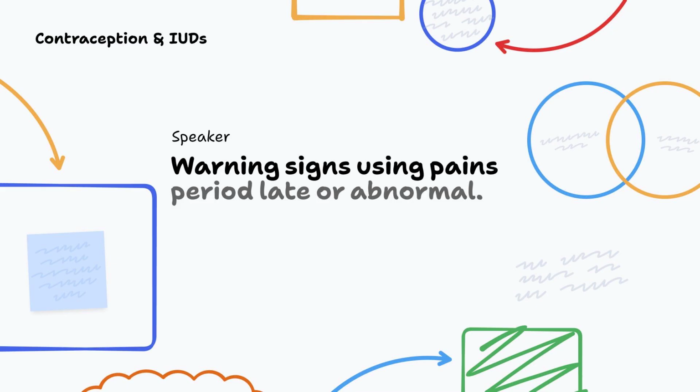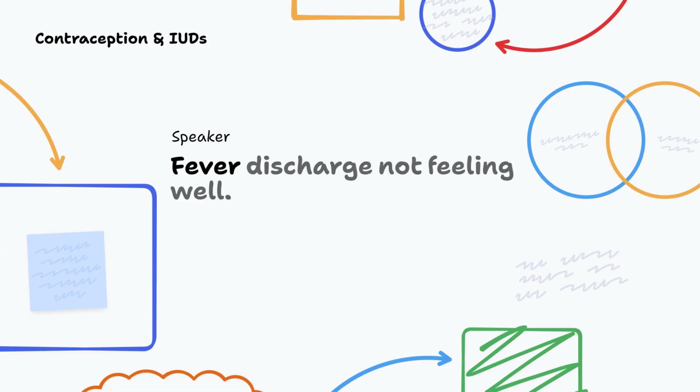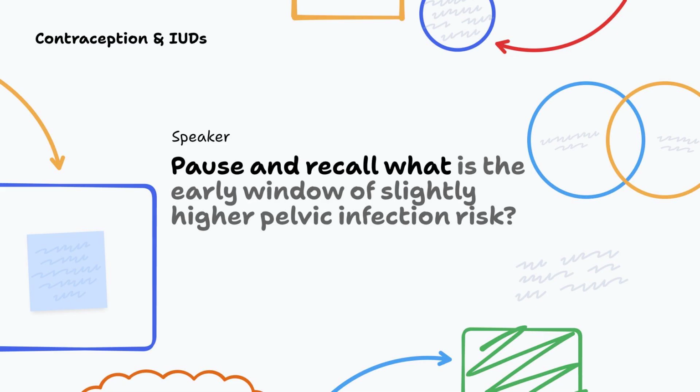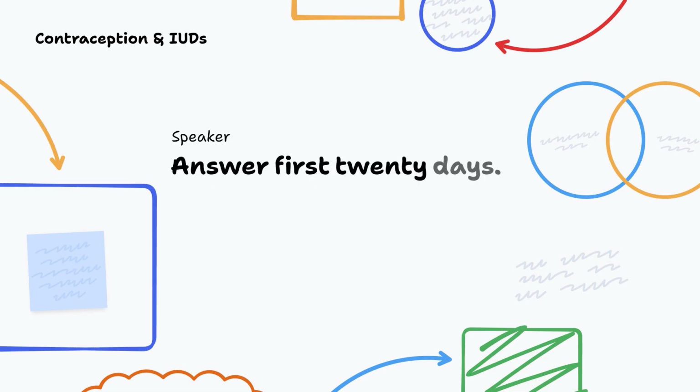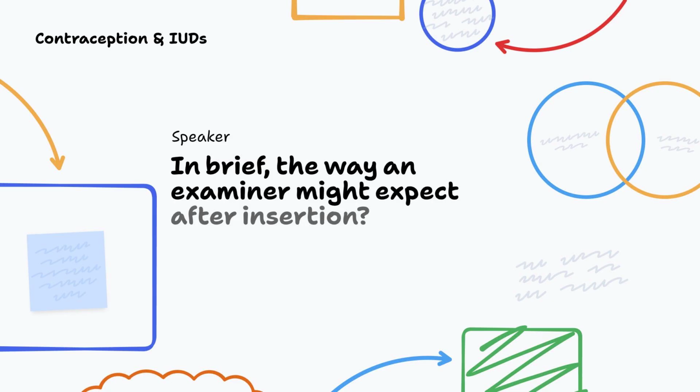Warning signs using PAINS: period late or abnormal, abdominal pain or pain with intercourse, infection signs, fever, discharge, not feeling well, systemic, strings missing or shorter or longer. Pause and recall, what is the early window of slightly higher pelvic infection risk? Answer, first 20 days. Could you walk us through the follow-up in brief, the way an examiner might expect?